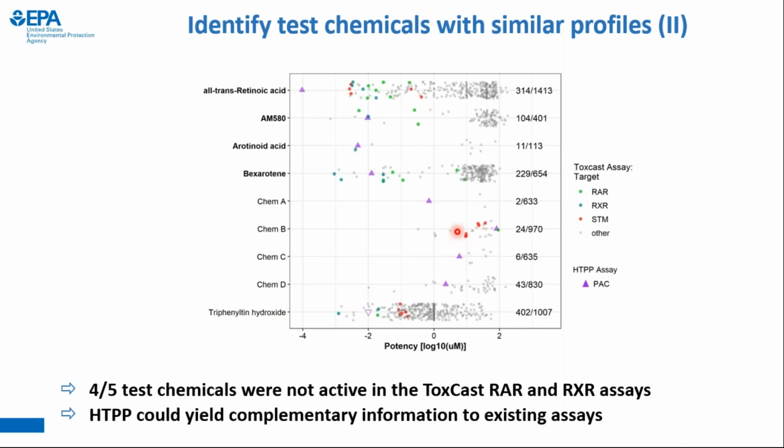There's one other chemical that had some activity in the stem cell assay, but for the other 3 chemicals, there was no activity in the respective ToxCast assays. So to me, that means that HTPP could yield complementary information to existing assays, and that's quite exciting to me.